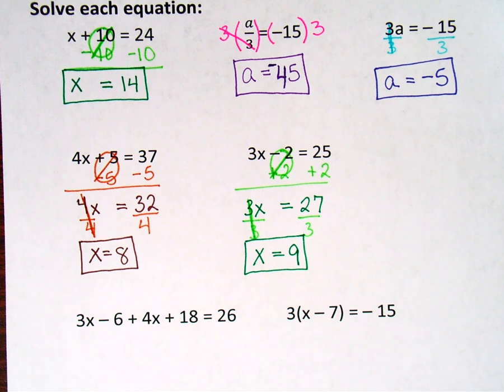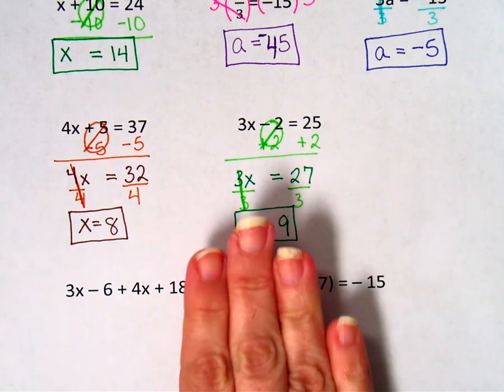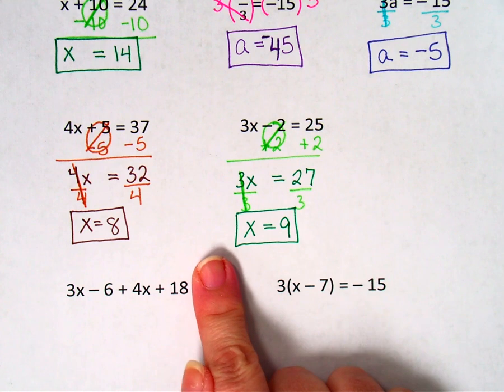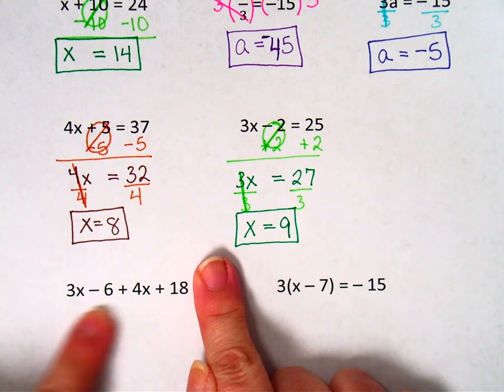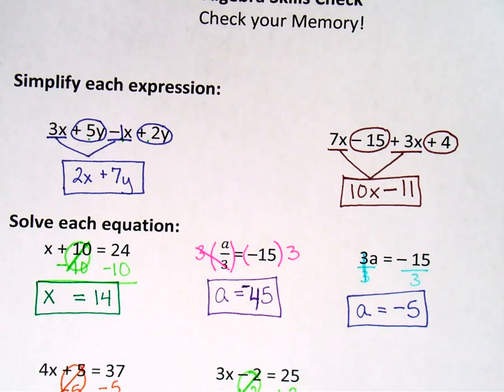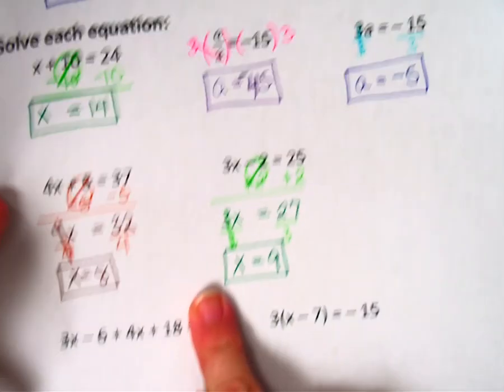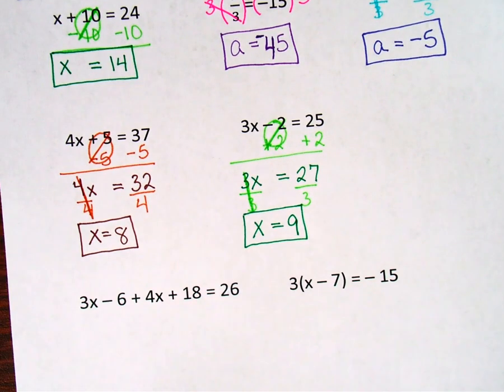All right, when I look at the next one, 3x minus 6 plus 4x plus 18 equals 26. So the first thing I'm going to do is ignore the right-hand side. I'm going to ignore this 26. I'm going to pretend it's not there. And I'm going to deal with this side just like I did with those very first 2 top examples where there was no equals. And I just combined my like terms. So I need to simplify the left-hand side before I can move to the other side.